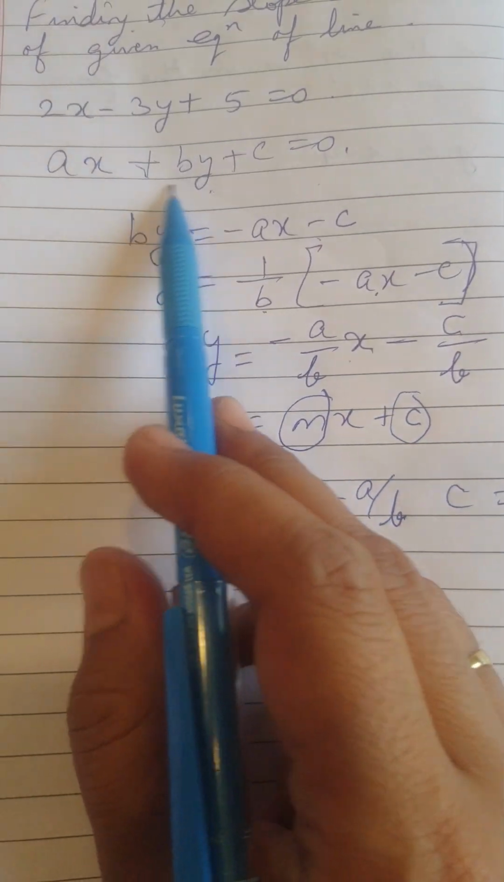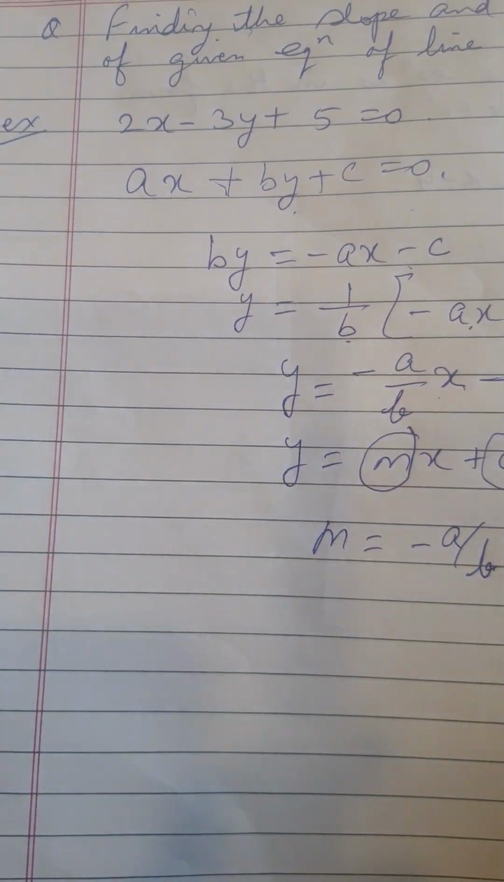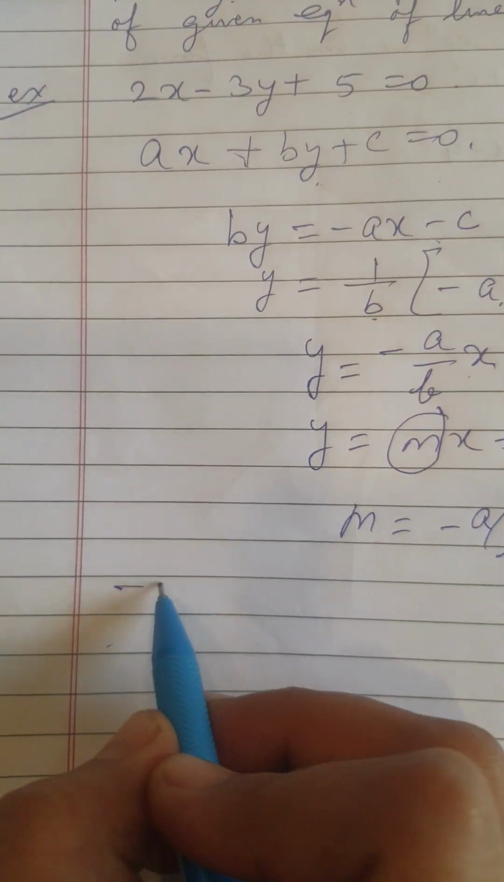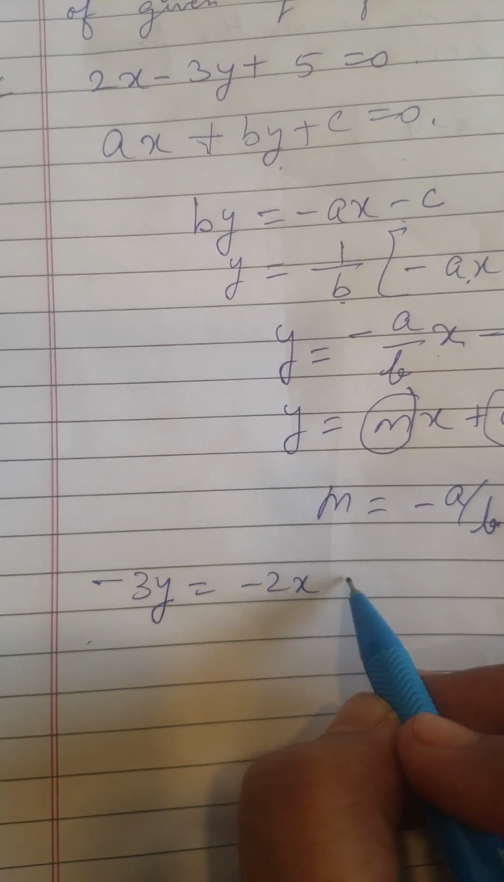So this I had taken for unknown variables. If you get a line equation like this, you have to convert this equation into the form of y equal to mx plus c. Keeping y on the left side, move everything to the right side first.